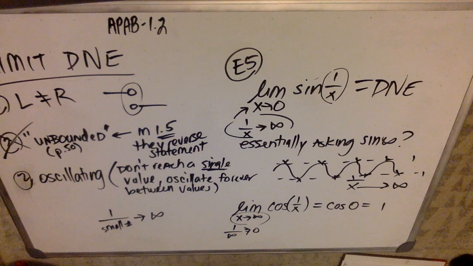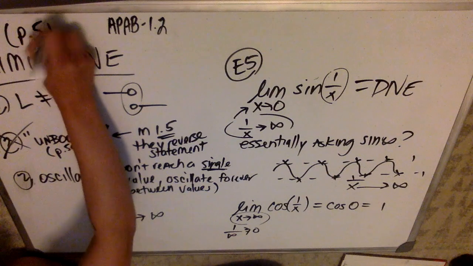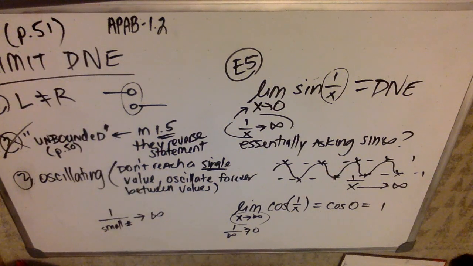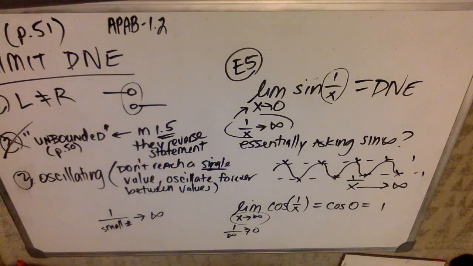A couple quick kinds of behavior that give you limits that don't exist, right? The three big ways that you can see it, and this is what your textbook mentions. The textbook actually mentions this on page 51, if that helps, but they write it in math terms because they're fancy. So the first big way that a limit cannot exist is if the left-sided limit and the right-sided limit aren't the same, right? Which we saw here.